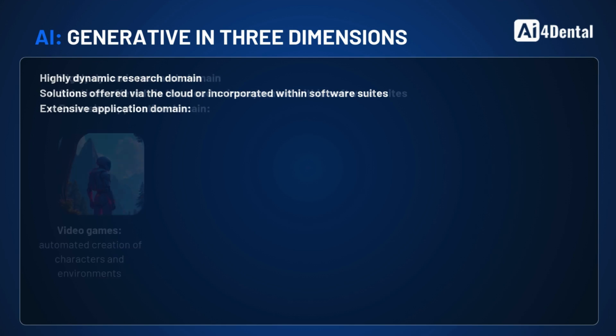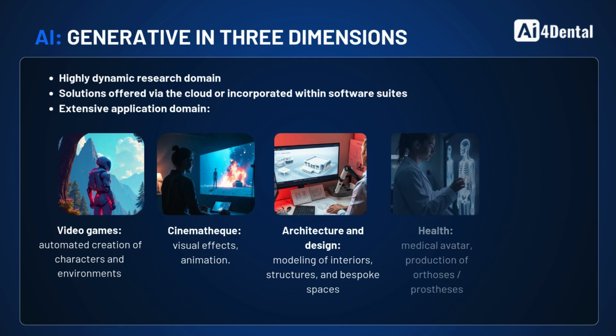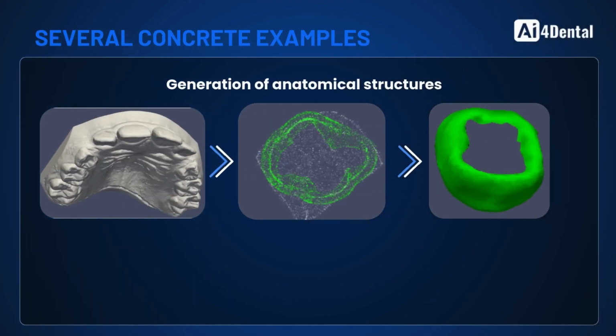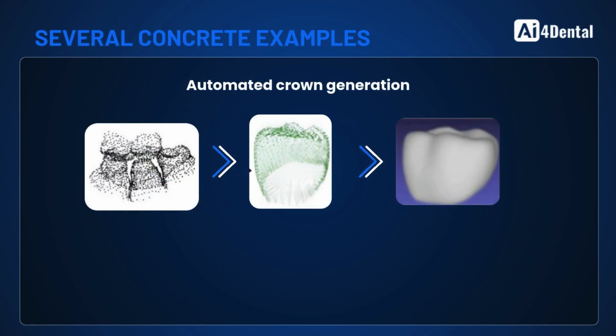Technologies developed for gaming, cinema, or architecture are often transferable to dentistry. For example, EasyModel uses AI to generate anatomical bands from raw scans. Generative AI can also repair damaged scans, recreate missing parts, and automatically design crowns based on anatomical context.